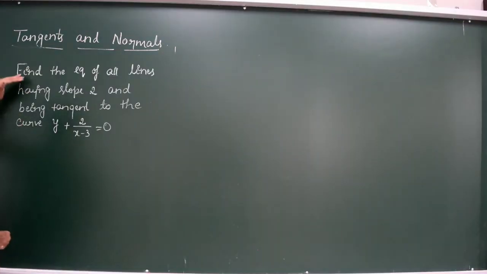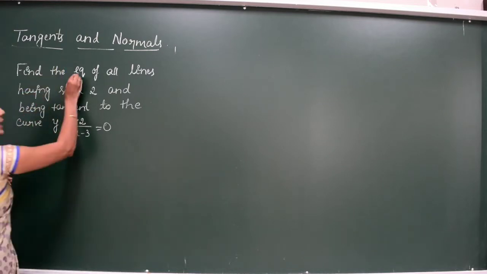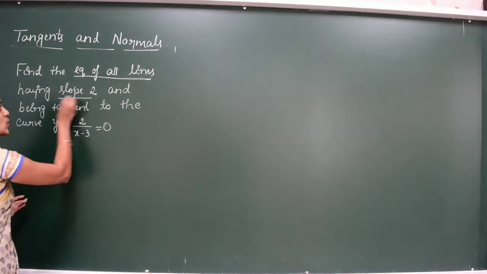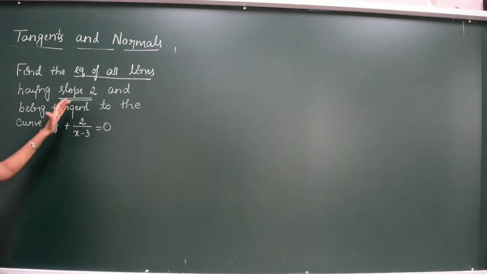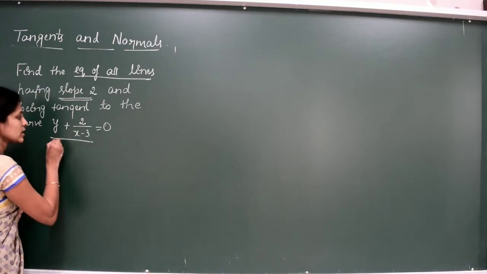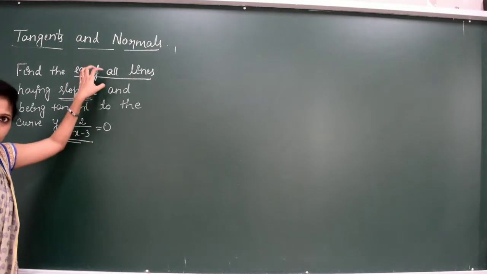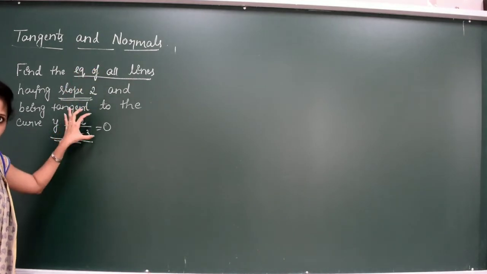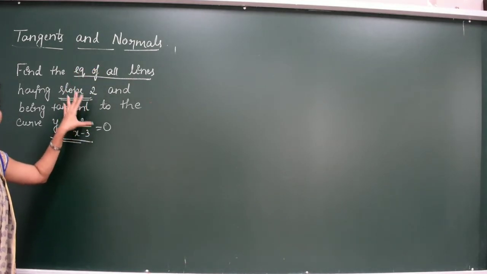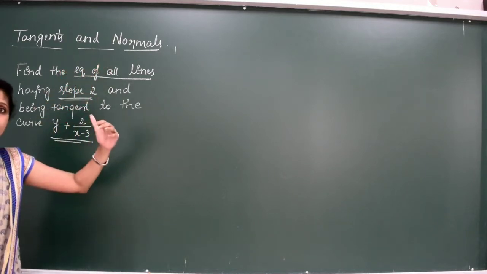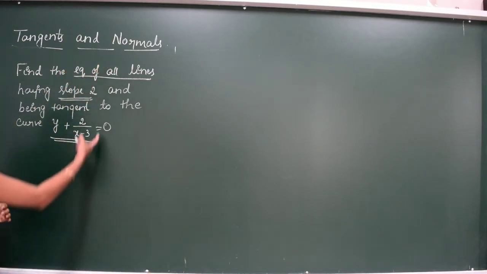Read this question. Find the equation of all the lines. You have to find the equation of all the lines having slope 2. So dy by dx is given, right? Slope is 2. And being a tangent to the curve, it is a tangent to the curve y plus 2 by x minus 3 is equal to 0. dy by dx is given and one more curve is given, right? You have to find the equation of a tangent. What are the possible tangents there are? Okay, we'll start. So this is given.